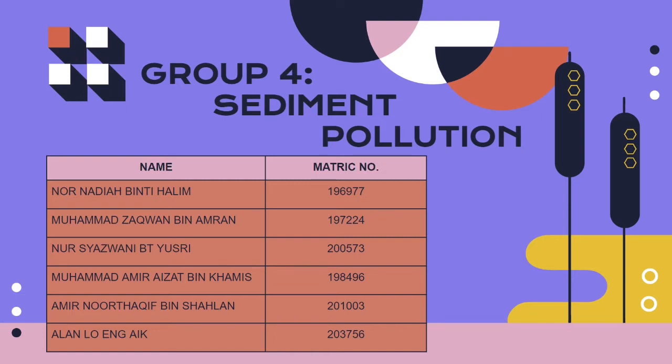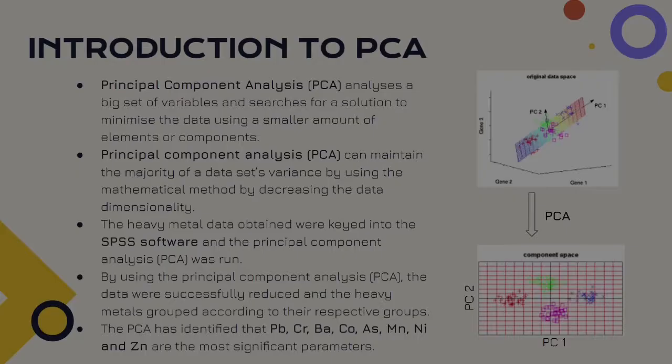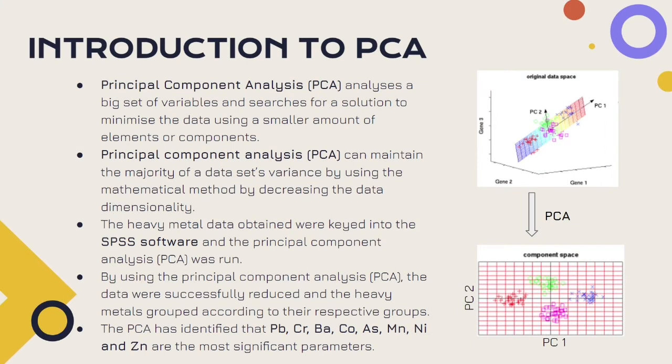So today our group 4 is going to present about the analysis of sediment pollution by using PCA analysis in the SPSS. So for the introduction to PCA, Principal Component Analysis (PCA) analyzes a big set of variables and searches for a solution to minimize the data using a smaller amount of elements or components. PCA can maintain the majority of a dataset's variance by using the mathematical method by decreasing the data dimensionality.